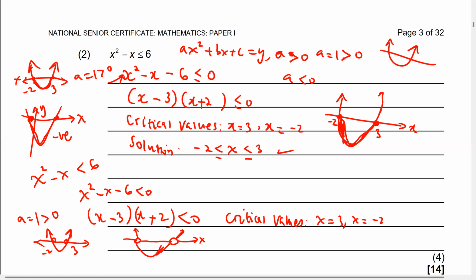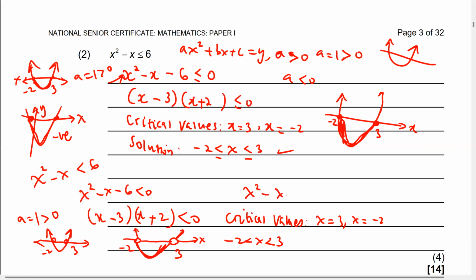But we're looking at where the shape is less than 0. Less than 0 means it's below, which means -2 is less than x, less than 3. So when is the shape below? It's between -2 and 3 that the shape is below.